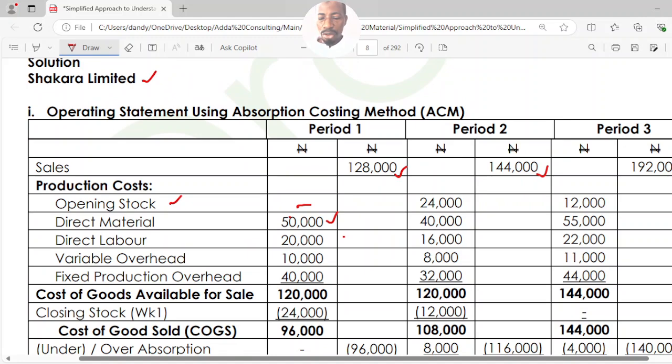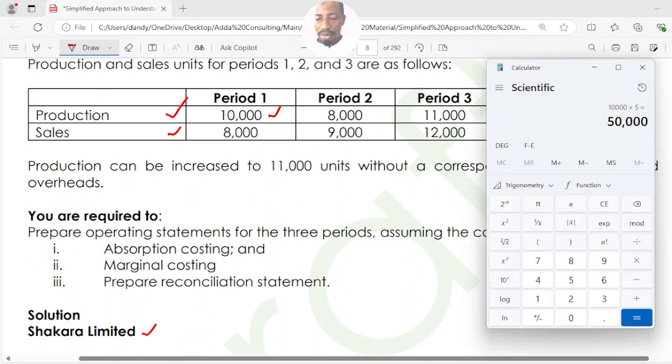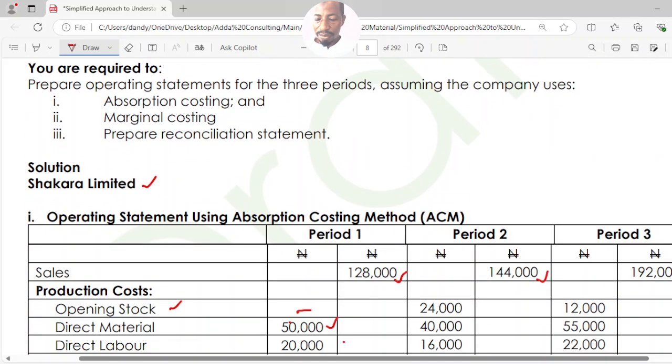Then let's go to period 2. In period 2, how many units were produced? 8,000 units were produced. I will say 8,000 multiplied by 5 naira, because direct material cost per unit is 5 naira. So that's 40,000. That's the 40,000 that you are seeing here. Okay, then I'll move to period 3.